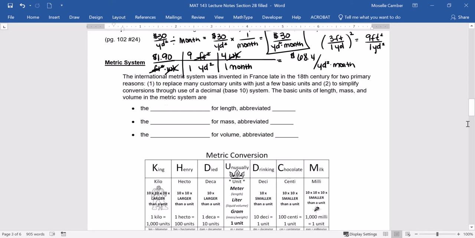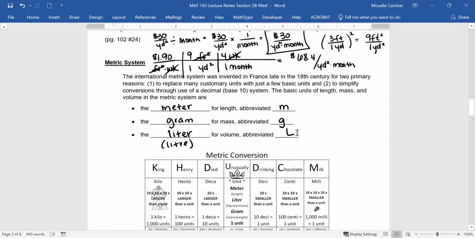So in the metric system, when you're talking about length, you're going to have units in meters, and it's abbreviated with an M. For mass, which is like the weight of something, they use grams, and that is abbreviated with a G. For volume, they use liters, or sometimes it is spelled "litre," depending on where you're at. And that is a capital L. Okay, so that is the basic unit.